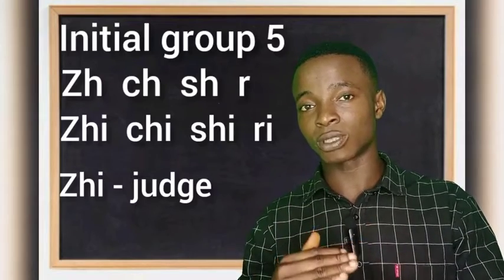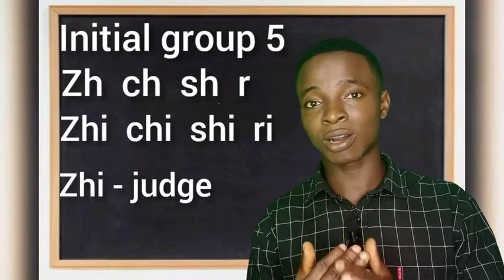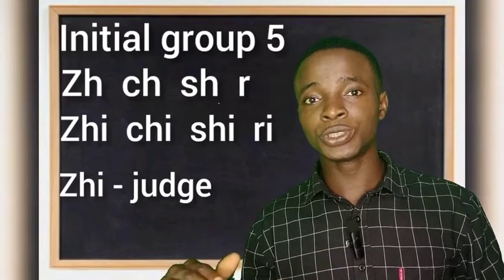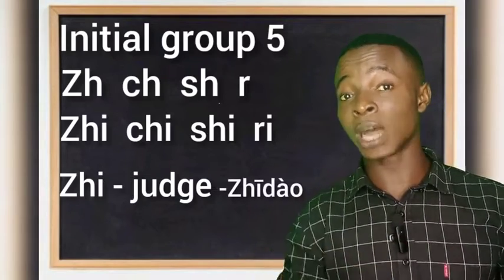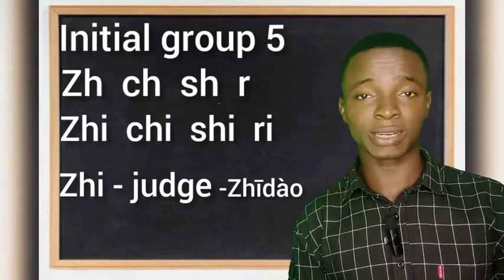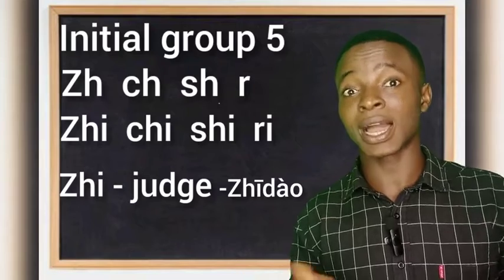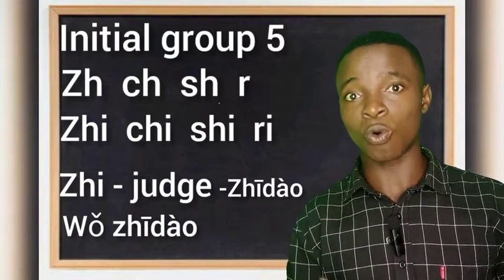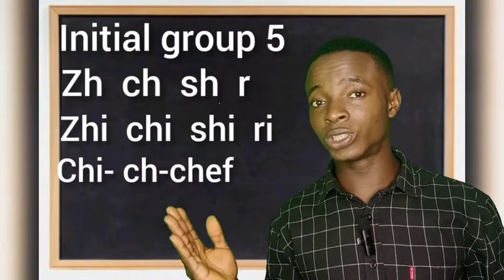Move the tongue forward at the back of your lower teeth and then curl your lips. Call it zh, zh. The Chinese word to know is 知道. Repeat after me. 知道. For example, I know. 我知道. I know.